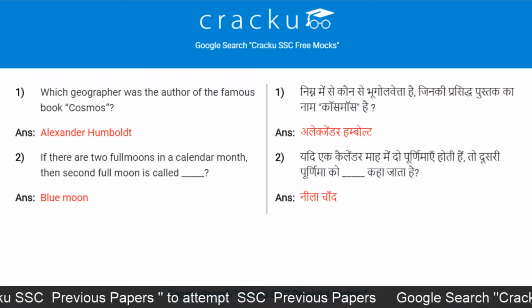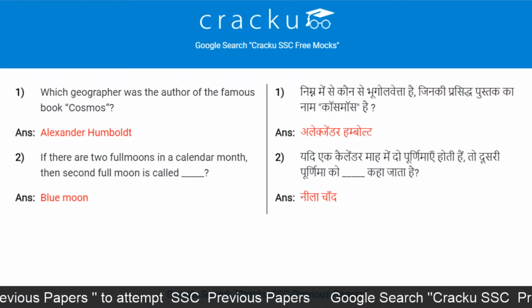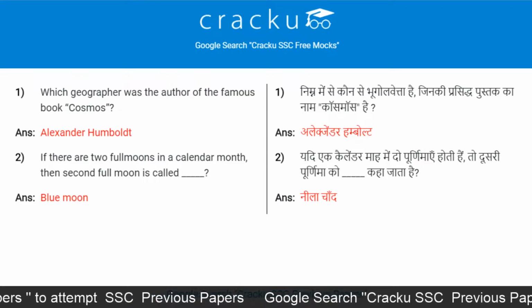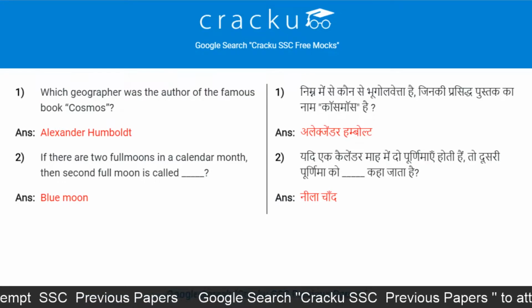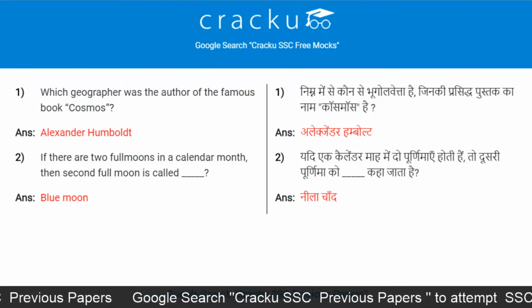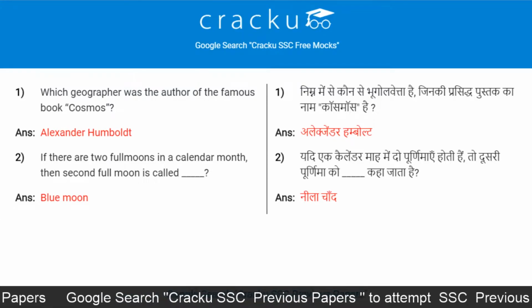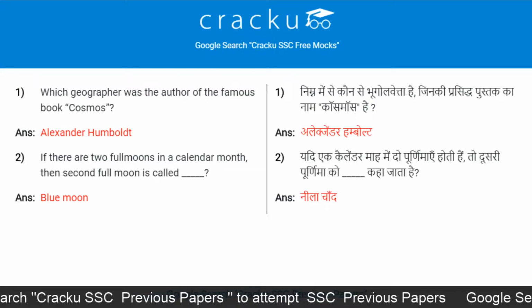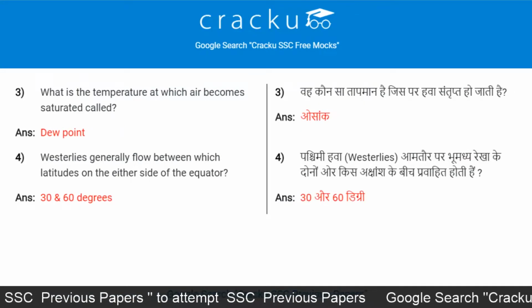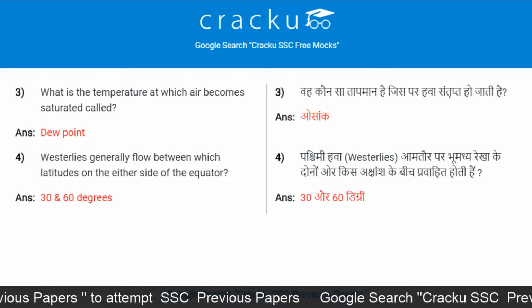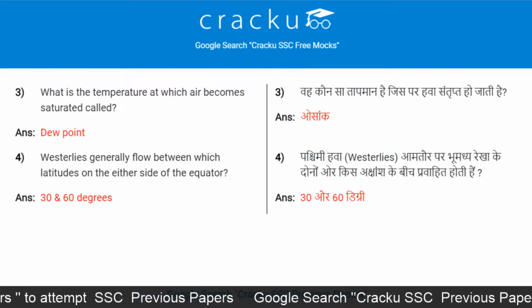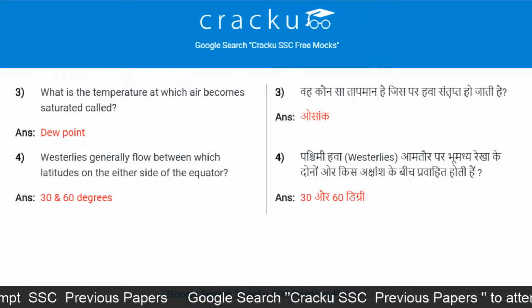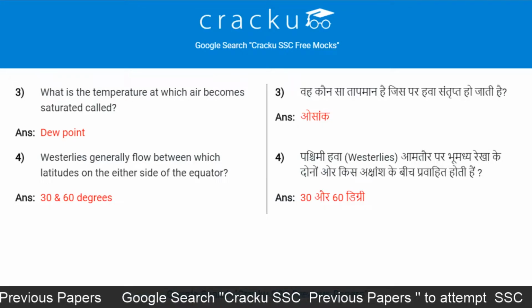Which geographer was the author of the famous book Cosmos? Alexander Humboldt. If there are two full moons in a calendar month, then the second full moon is called blue moon. What is the temperature at which air becomes saturated called? Dew point?